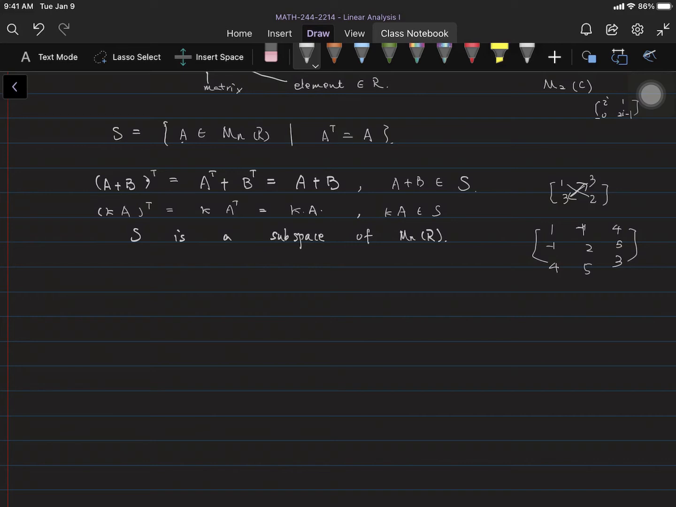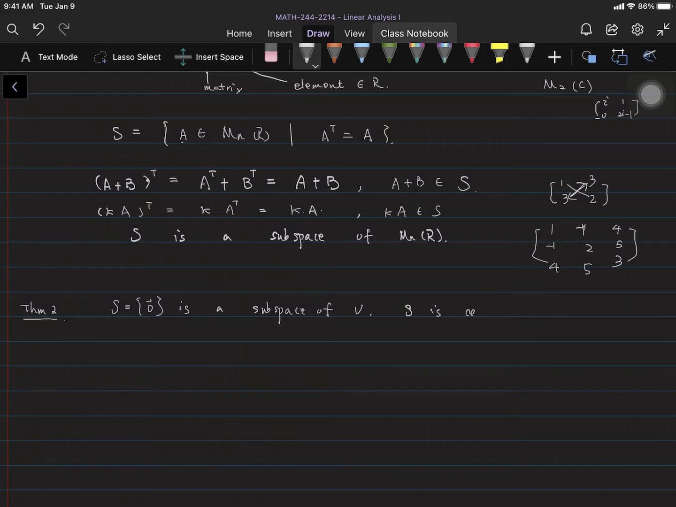Now let's take a look at some other properties of subspace. So we have Theorem 2. Theorem 2 means, let's just write this down briefly: if the subset S only has the 0 vector, and this is a subspace of the vector space V, then in this case S is called the trivial subspace.